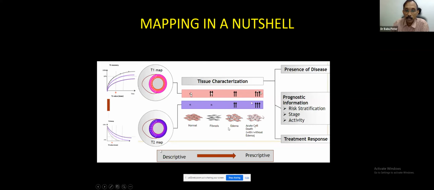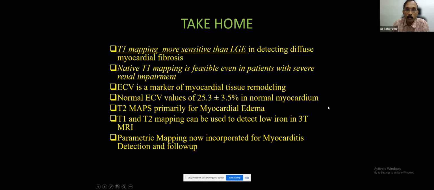So parametric mapping has both a descriptive role and a prescriptive role. It reflects the presence of disease, but also provides prognostic information and risk stratification in patients with hypertrophic cardiomyopathy or amyloidosis for staging and disease activity. It also has a role in treatment response. T1 mapping is more sensitive than late gadolinium enhancement to detect diffuse myocardial fibrosis. T1 mapping is feasible even in patients with severe renal impairment, which is a great advantage, as I showed you in a case of renal amyloidosis.